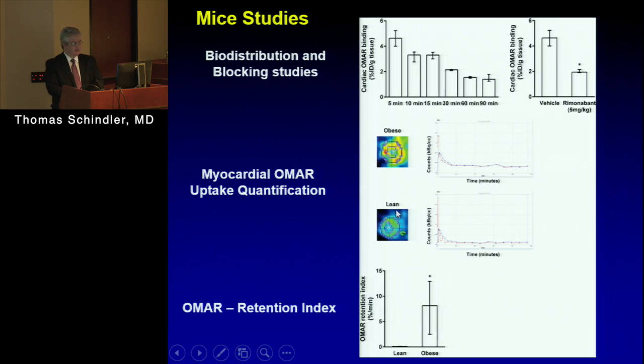And then you see in the lean mouse, there's some uptake, but it's a weak uptake. And in the obese mouse, there's a strong uptake. And in the quantification, you see the response curve in the myocardium is much higher than in the lean mouse. And the quantification showed you had low uptake in the lean mouse, but striking uptake in the obese mouse. So in the experimental setting, we could provide proof there's an increase in CB1 receptor uptake.